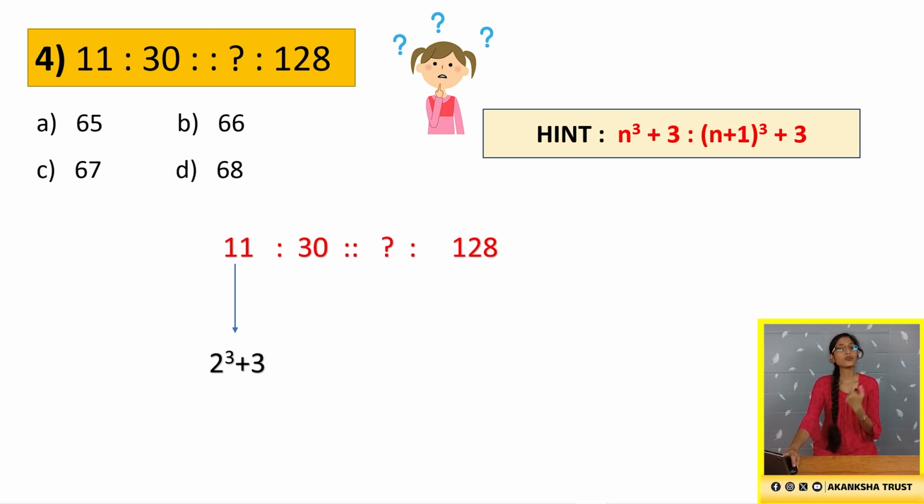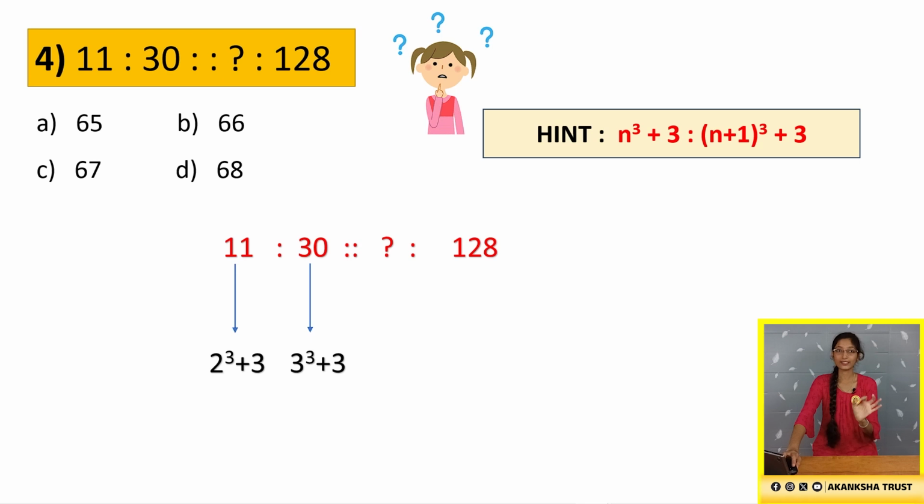First number. Then what you have to do for the second set? The hint is like this: n plus 1 whole cube plus 3. Then what is n? Here n is 2. So n plus 1, 2 plus 1, 3. So you have to cube that number. 3 cube is 27. Then what you have to do? Adding 3. 27 plus 3 is 30. So we get the second number of the first set of the question. So 2 cube plus 3, 3 cube plus 3.